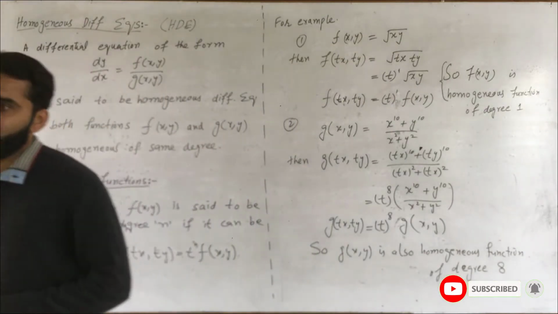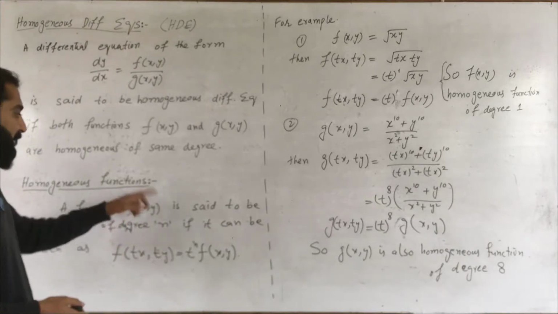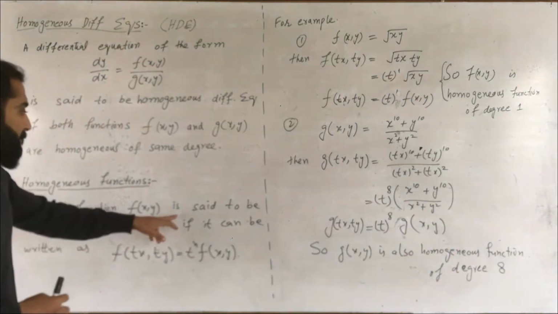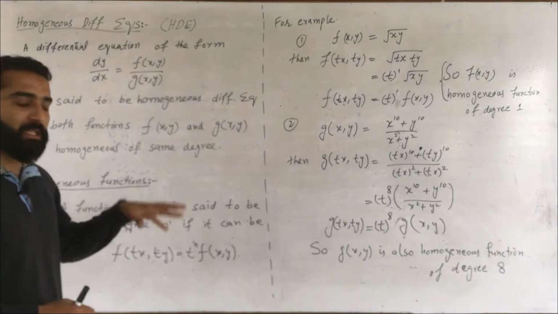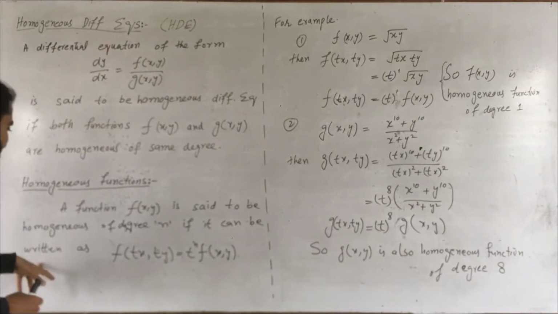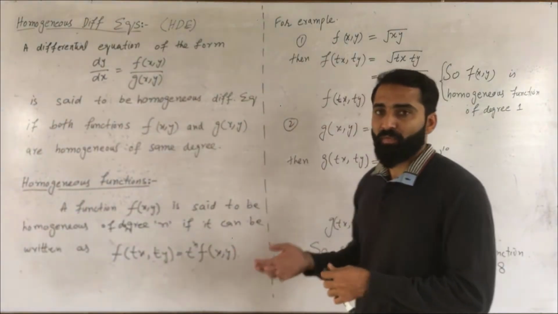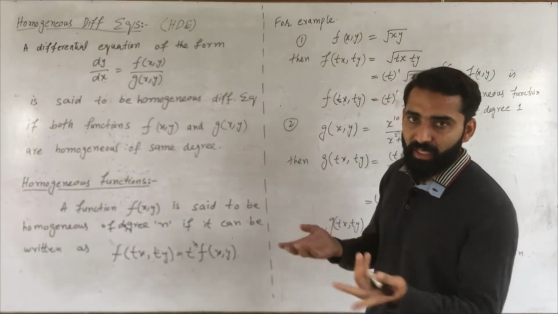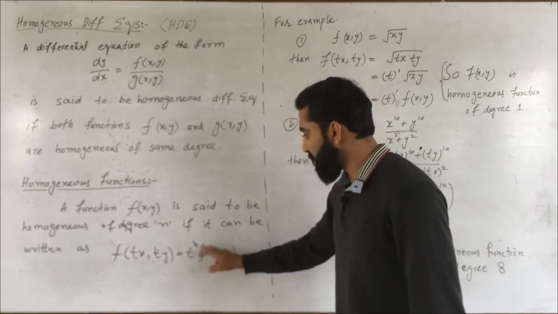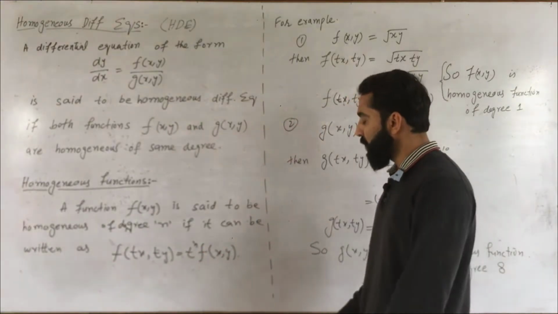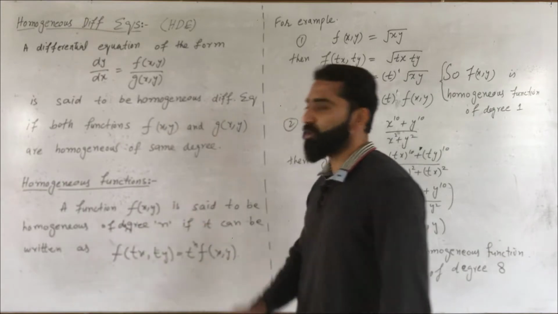Now heading towards the definition of homogeneous function. What is a homogeneous function? A function f of x y, which is a function of x and y, is said to be a homogeneous function of degree n if we put t x in the place of x and t y in the place of y, where t is any constant, and it converts to t raised to power n times f of x y. Then we say that f of x y is homogeneous of degree n.